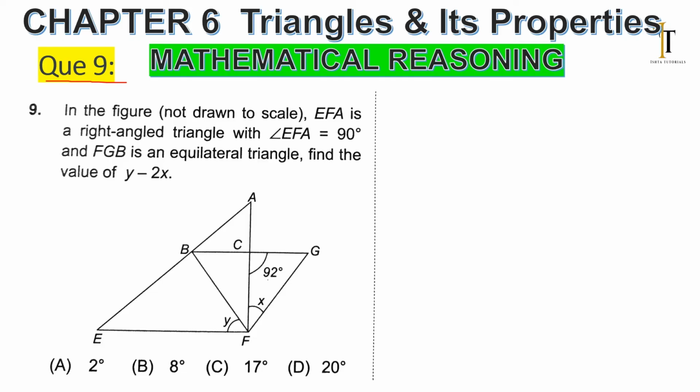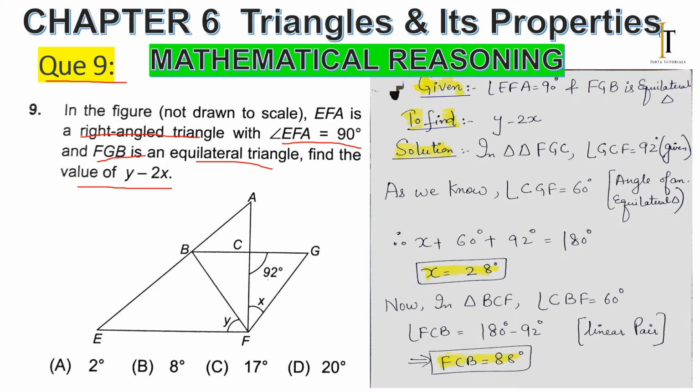Question number 9. In the given figure, EFA is a right angle triangle. Therefore, angle EFA is equal to 90 degrees. And FGB is an equilateral triangle. Find the value of y minus 2x. So students, here you need to find the values of y and x first. So let's check. Now here you can spot the x, right? Now let's take the triangle FCG.